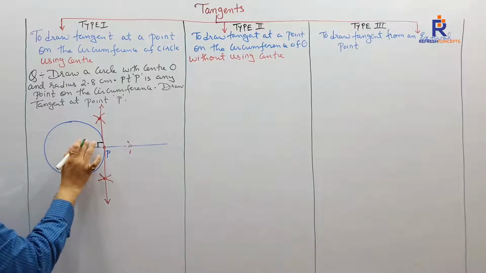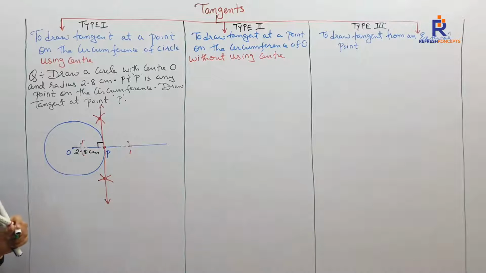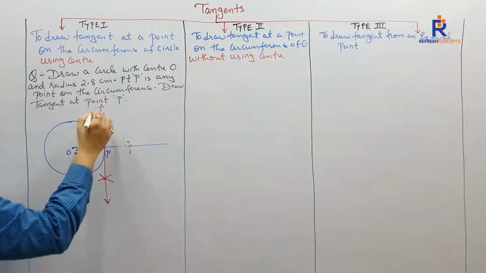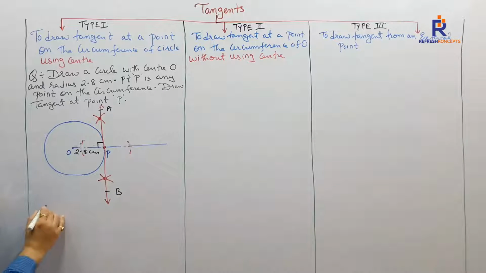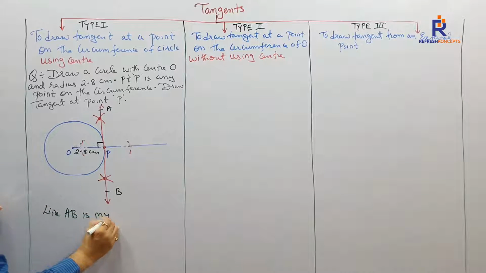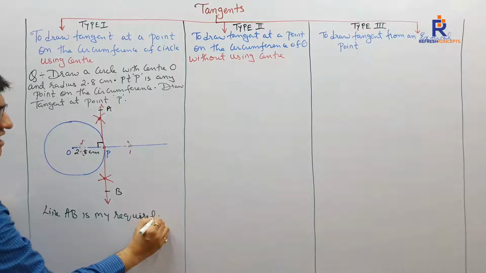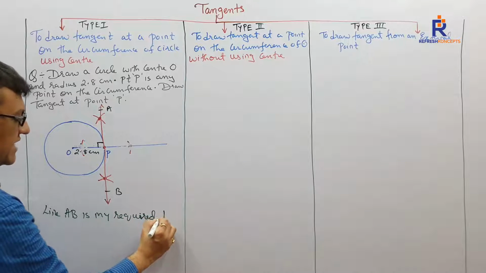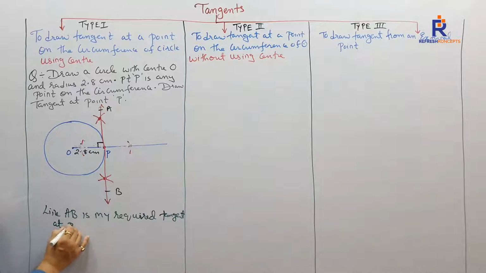I'm sorry, over here I have written it earlier. This is 2.8 centimeter. Right? And we just name this as A, this as B, and line AB is my required tangent. Line AB is my required tangent at point P. My sum is done.